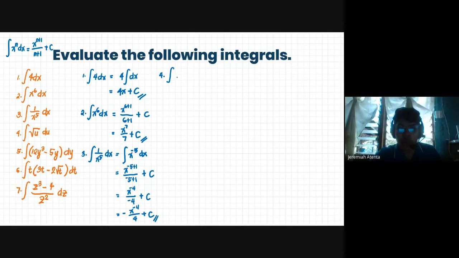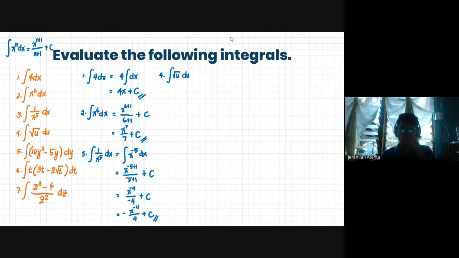We have the integral of square root of u. So our variable is u. And we will integrate that one with respect to u also. Okay, so square root of u du. Ayan. Now, do we have any theorem for radical expressions? Do we have a theorem for radical expressions? Yes or no? No again. But can we do something here?